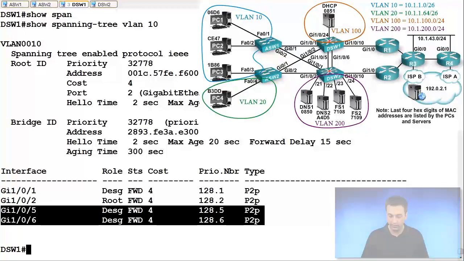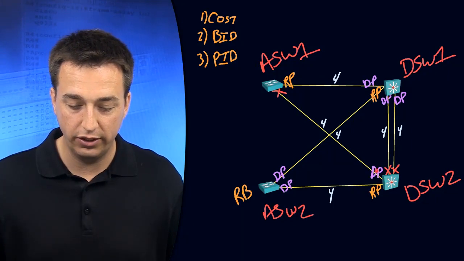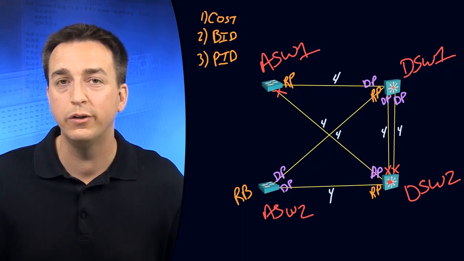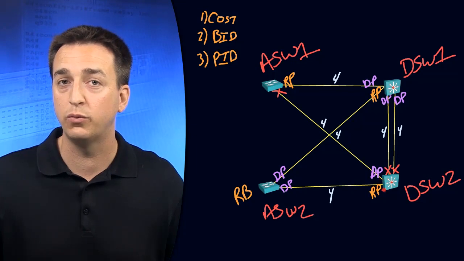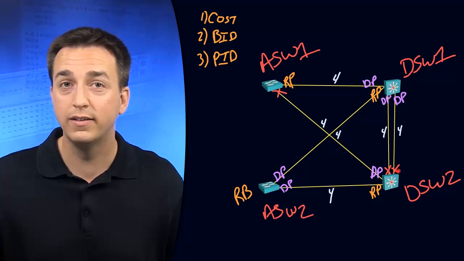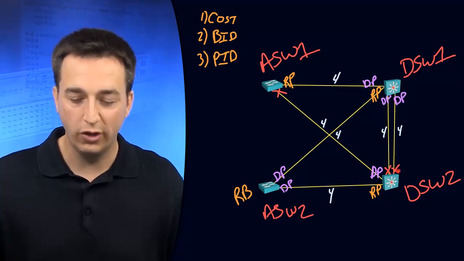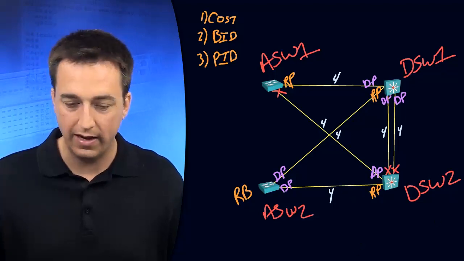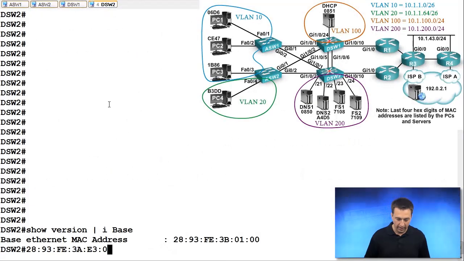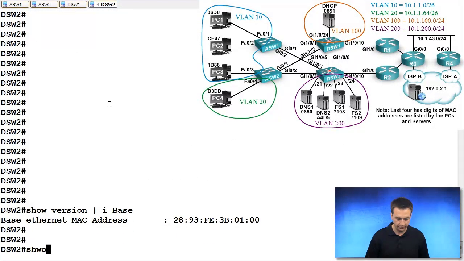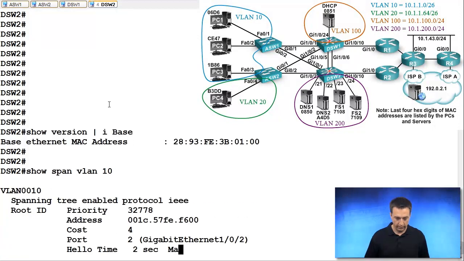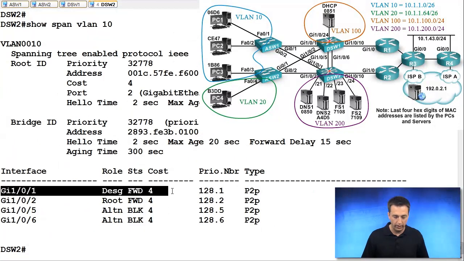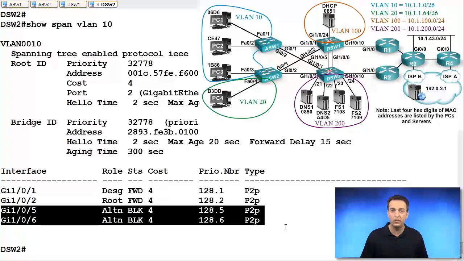So far, so good. And lastly, DSW2 should have gig 101 as a designated port, gig 102 as a root port, and then 105 and 106 are what? Yes, they're alternate, they're blocking. Traffic's not going to be flowing through them. So let's take a look at that now on DSW2 with the command show spanning tree VLAN 10. And gig 101 is designated forwarding, as we said. Gig 102 is the root port. And there's our 2 blocked ports right there.